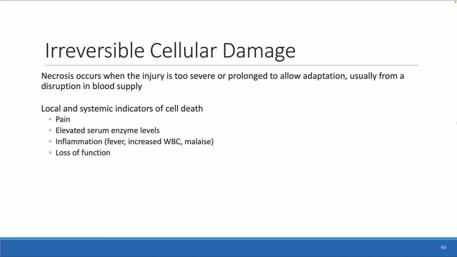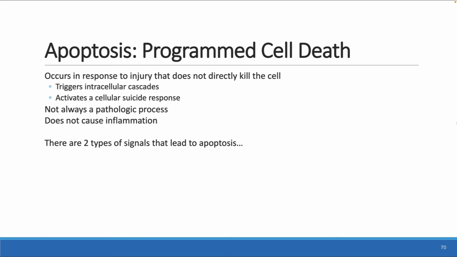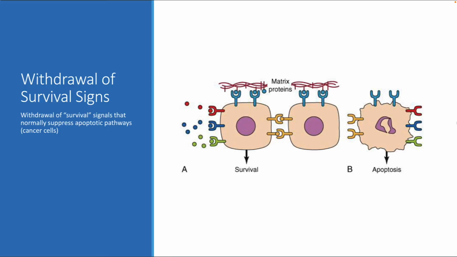There's local and systemic indicators of death: pain, elevated enzymes, inflammation, etc. And then contrast that with apoptosis, or programmed cell death, where there's an intracellular cascade of events that lead to cellular suicide, essentially, and no inflammatory process. Okay, and there's two types of signals that lead to apoptosis. There's withdrawal of survival signals. So let me just explain this quick.